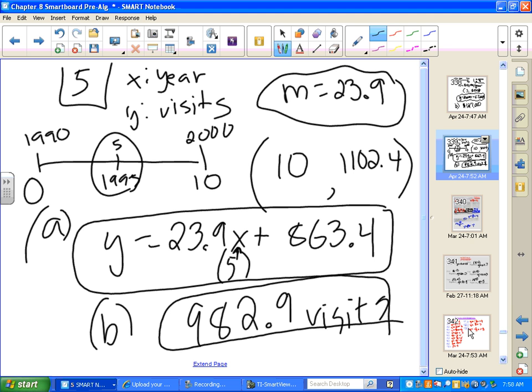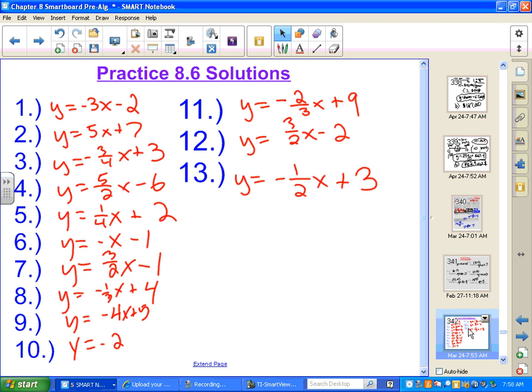And I'm going to start with 8.6. Okay, so let's go to your homework. I'm going to start with 8.6. I'm just going to read the answers because I already have them up here. Okay, and I want to make sure I have time for the lesson today. So 8.6, starting with number 8. Okay, I'm going to read them.